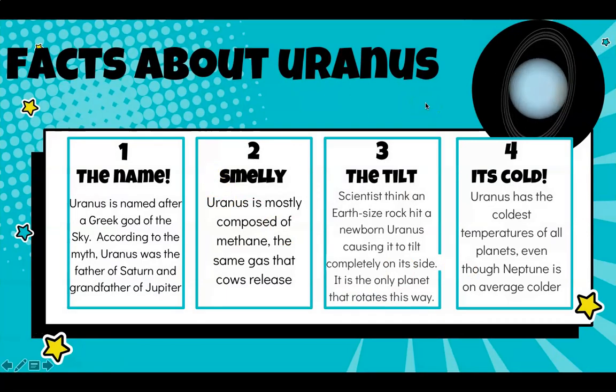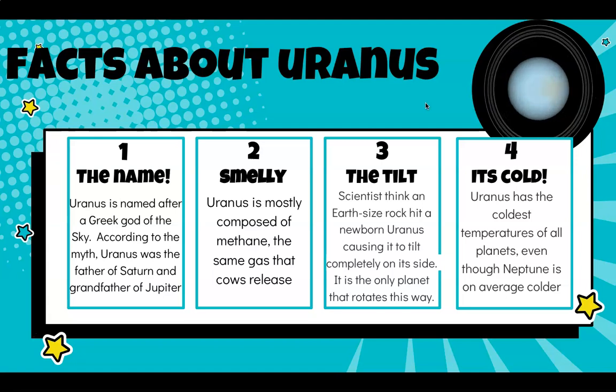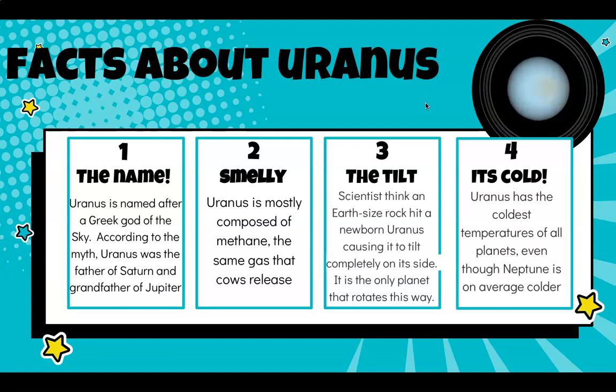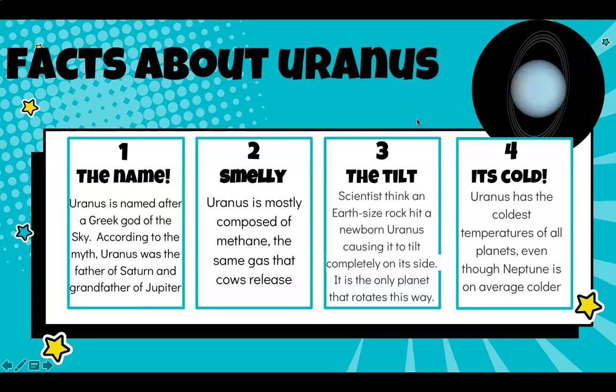So the first fact I think about Uranus is its name. Why in the world would we name a planet Uranus? Well, it's named after the Greek god for the sky. And according to that myth, Uranus was the father of Saturn and then the grandfather of Jupiter. So we found Jupiter, then we found Saturn. We were like, oh, let's name it after Jupiter's dad. Then we found Uranus. Oh, let's name it after Saturn's dad. So that's how it got its name.